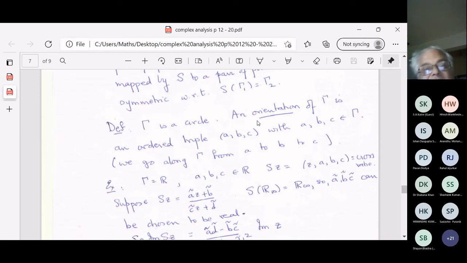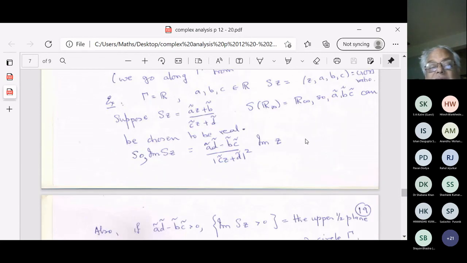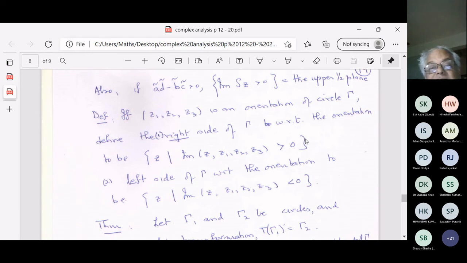An orientation is an ordered triple. If you have a circle gamma, an orientation is an ordered triple A, B, C, and what you're saying is that we go along gamma from A to B to C. This is the orientation on gamma. And this is something to do with the cross ratio. The cross ratio maps the real line and infinity to infinity, and therefore you can take the imaginary part. The point is that Mobius transformations preserve orientation.